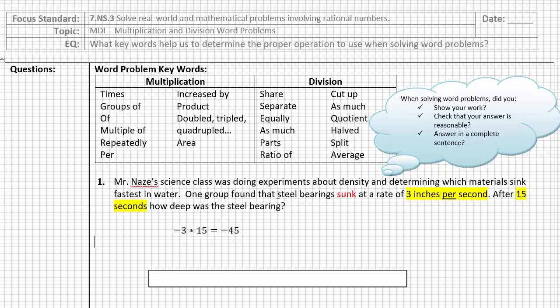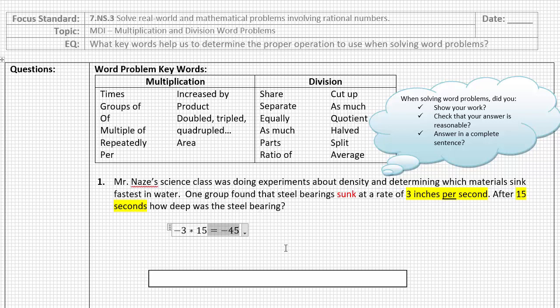We're talking about a steel bearing and how deep it was. So deep is down below the water surface. So we know when we're below the water surface, having a negative integer makes sense. It was 3 inches per second, so after a lot of time, we'd expect it to be pretty far down that number line. So negative 45 seems reasonable to me. So we've done these first two parts. Now we just need to answer it in a complete sentence, taking this answer and answering what the question asked us.